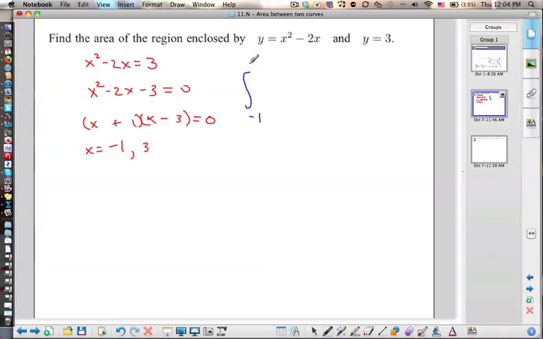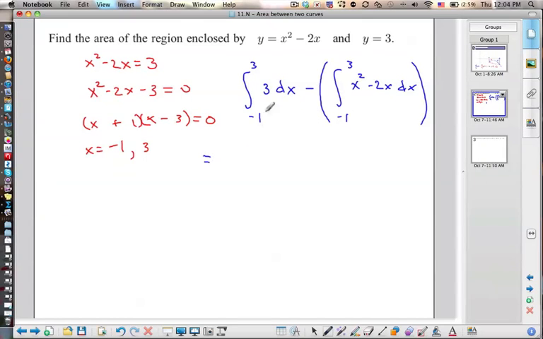So let's do the integral from -1 to 3 of the top curve, which is 3, because x squared minus 2x goes through the origin, minus the integral from -1 to 3 of x squared minus 2x dx. You can obviously do this as one integral. You can break integrals up. I like to keep it like this because that's two terms you already have to deal with. Dealing with three terms in one is a little much.